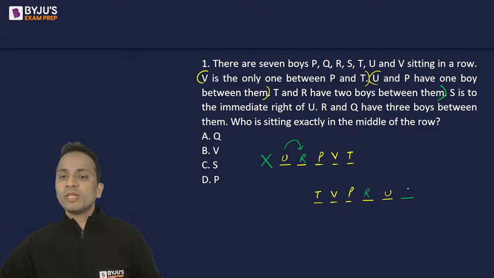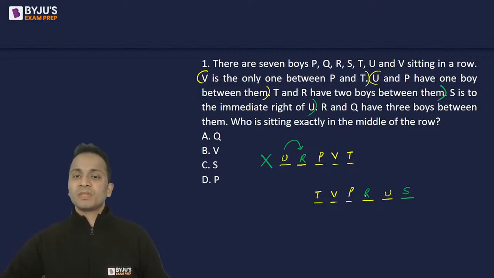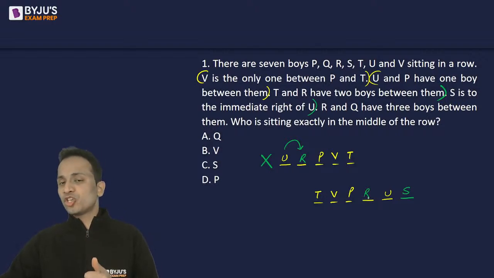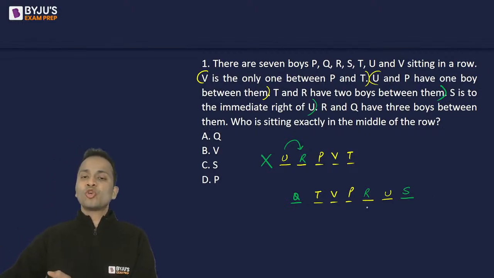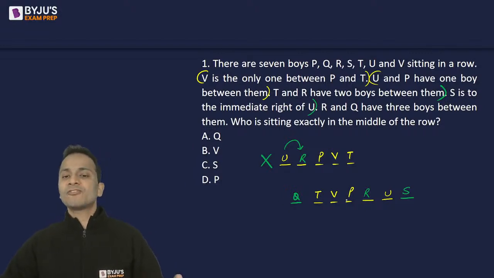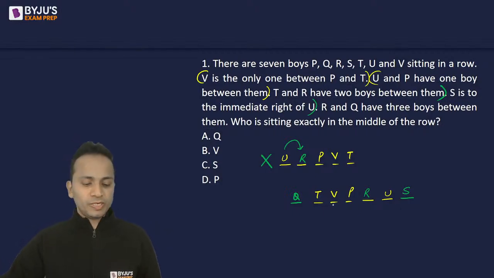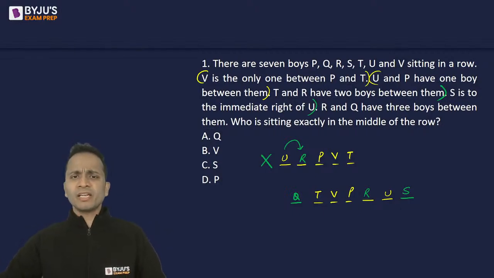So S is to the immediate right of U. Perfect. This is done. R and Q have three boys between them. Now, there is place for only one person, that is Q. So Q will sit at the beginning of the row, not on the right hand side of R. So Q will be on the left hand side of R, such that there are three boys, T, V, and P between them. So this is the final arrangement.